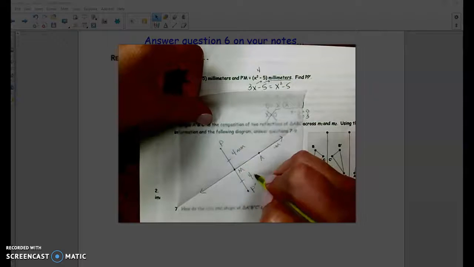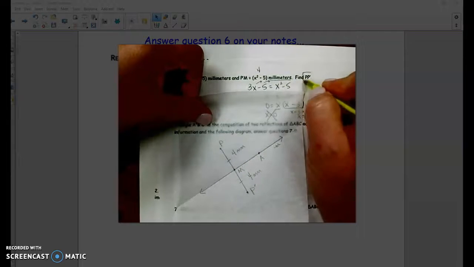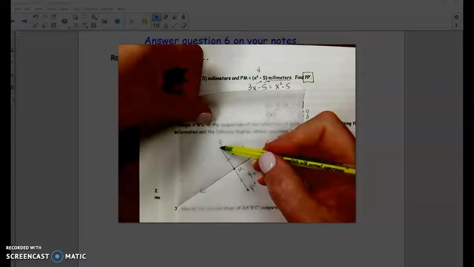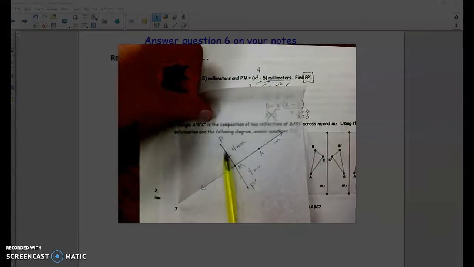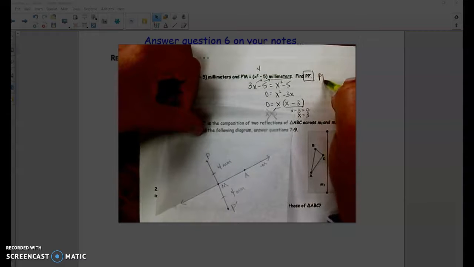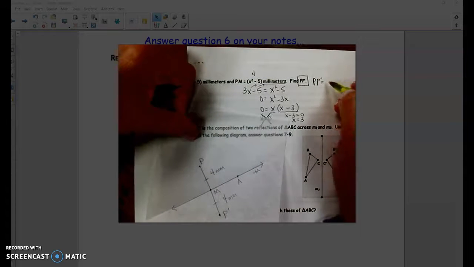Now the question was, find P prime P. So P prime P is that whole distance across. So all we would have to do is add 4 millimeters plus 4 millimeters. So my answer is P prime P is equal to 8 millimeters.